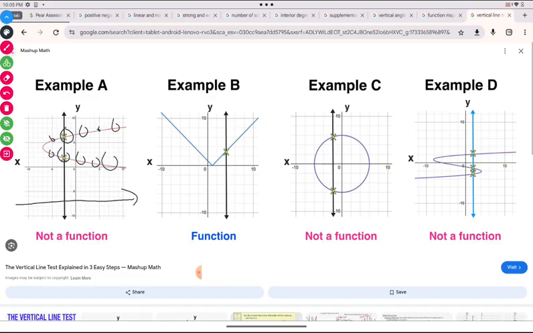As you can see, example B actually passes the vertical line test, because even though it looks like it may touch more than once, it only touches once. On example C, it fails multiple times, touching the top and the bottom. Same thing on example D, it touches multiple times as well. So these are just some examples of questions you're likely to see on the FAST test. So good luck on your review.